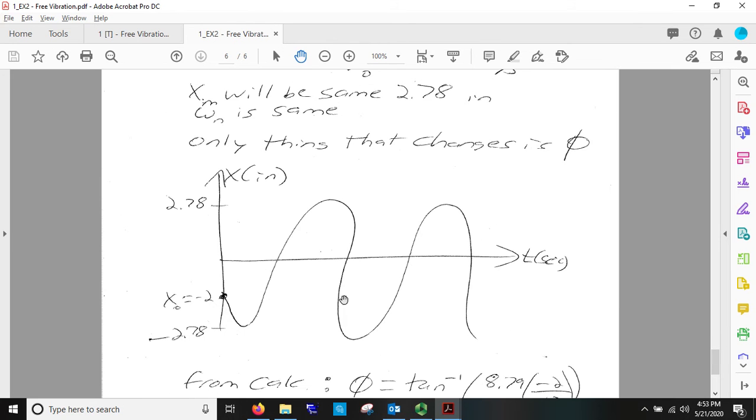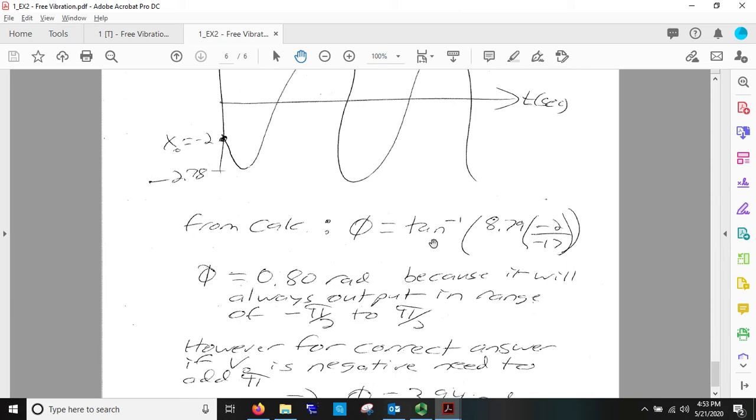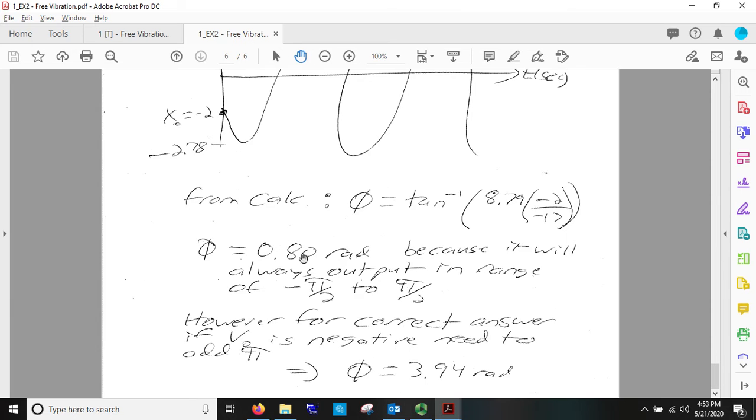Well, look at that. So it's going to start at -2, and it's going to want to go down to -2.78 first. And then it's going to go up, and it's going to keep oscillating. So here's our new phase shift. We can recalculate that, and we get 0.80 radians because that's going to be the output. The inverse tan will always output in the range of -90 degrees to +90 degrees. But for the correct answer, if V naught is negative, we need to add pi. So this is a very special note that you want to make in your notes for yourself. So really, our phi is going to be 3.94 radians.